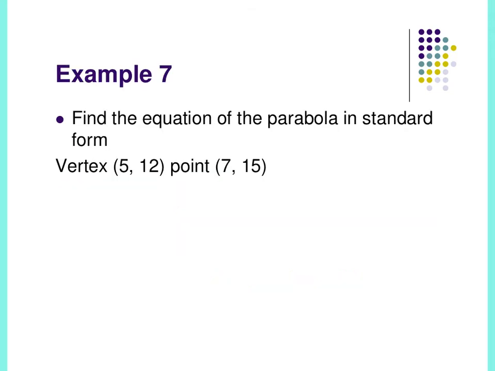Okay, so that kind of question would look like this. Find the equation of the parabola in standard form. The vertex is (5, 12), and the point is (7, 15). So the vertex, and it's important you give them the right letters, right? The vertex is my h and my k, and the point is my x and the y. If you switch those, you get a different answer, so be really careful. So then it's y equals a(x minus h) squared plus k.